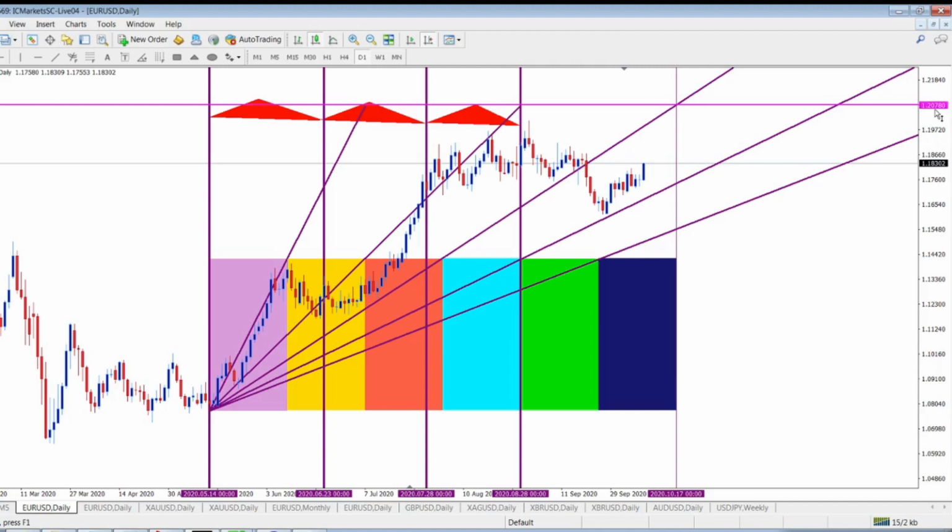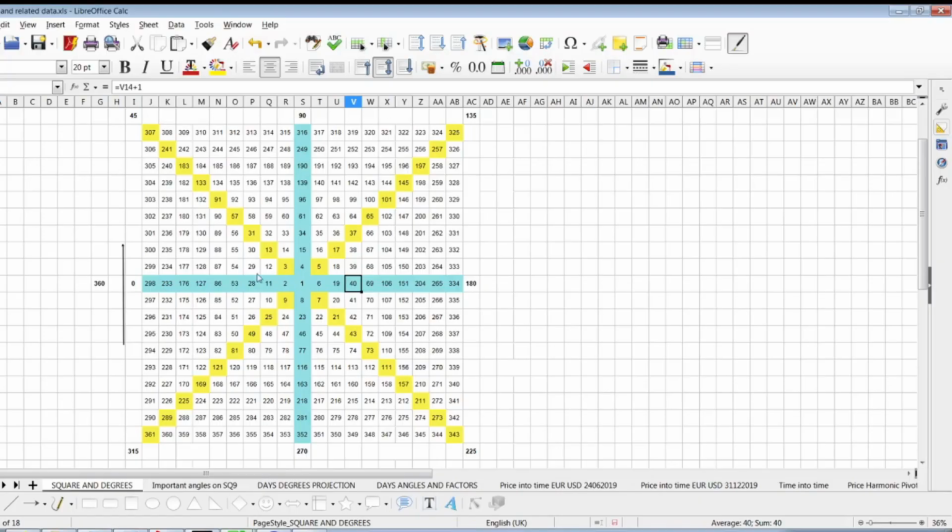By coincidence or not, this value is harmonic with this very bottom of 20th of March 2020 and the bottom of 14th of May 2020, as well as other harmonic values. It is harmonic with this resistance over here, harmonic with this resistance, and it has been calculated. I have calculated based on square of 9 of WD Gann.